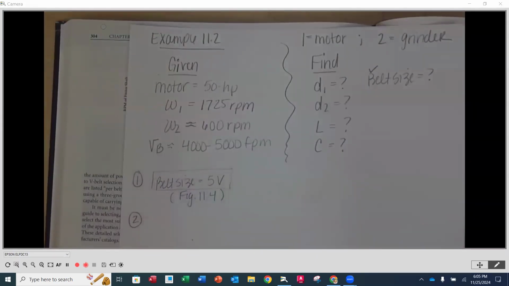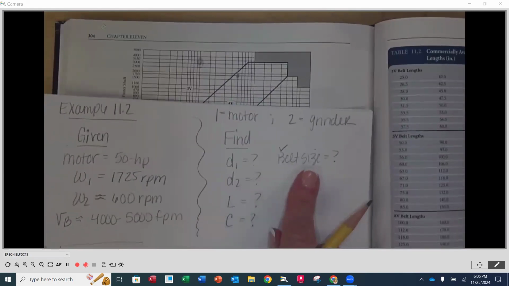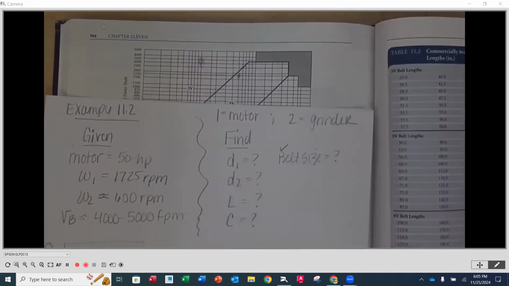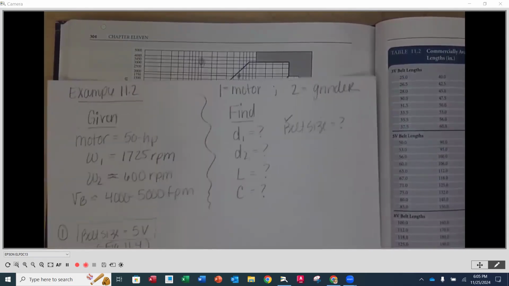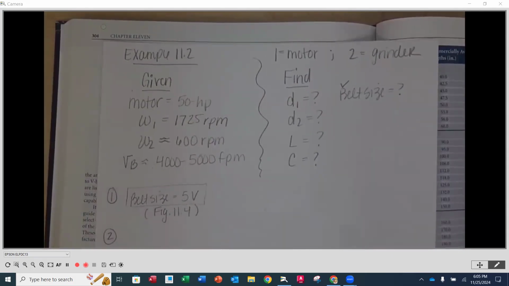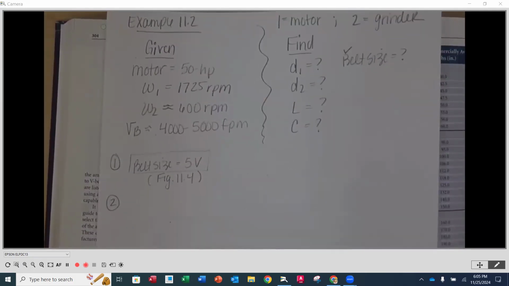Step number 2. Now that we know what our belt size is, we have to pick our diameters, and we have to pick them to be commercially available. Now, we also know that our pitch line speed, or our belt speed, needs to be between 4,000 and 5,000 feet per minute. Okay.